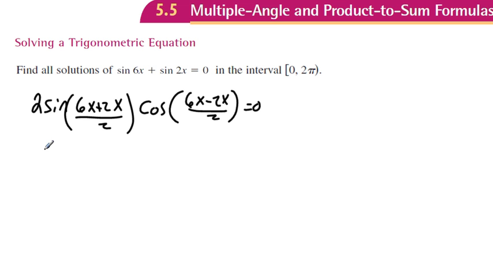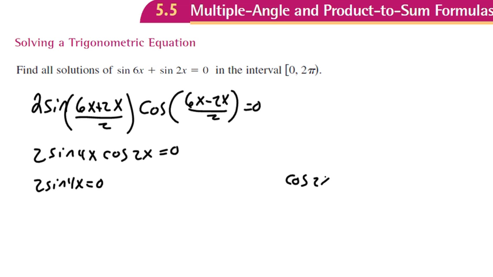Let's simplify each of these. 2 sine 8x over 2 is sine 4x, and for cosine I get 4x over 2, which is 2x, equals 0. Let's set each factor equal to 0, so I get 2 sine of 4x equals 0, and over here, cosine of 2x equals 0. Divide by 2, and I still get it equivalent to 0.